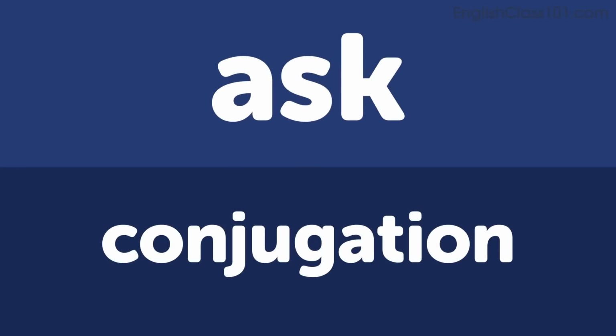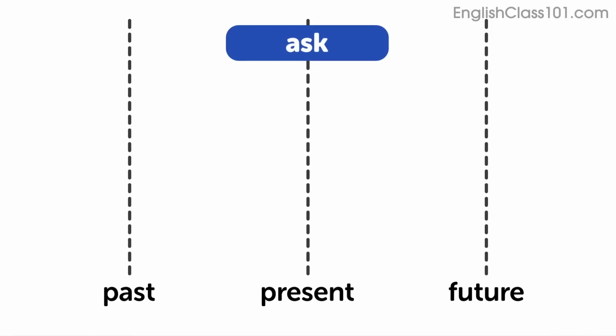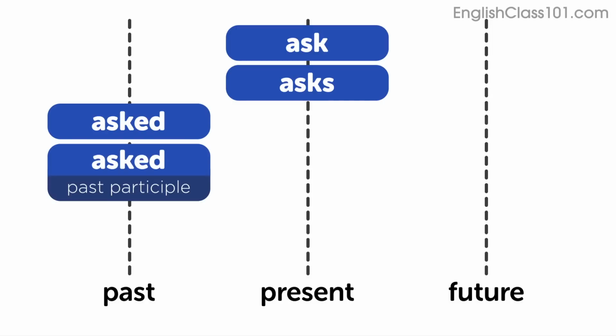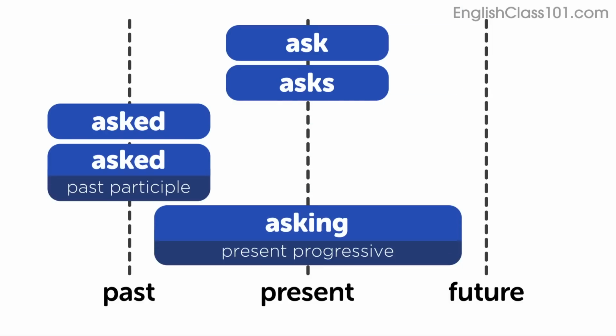The basic definition of the verb ask is to make a request, to make a request. Here are the conjugations. Present tense, ask, asks. Past tense, asked. Past participle, asked. Continuous or progressive, asking.